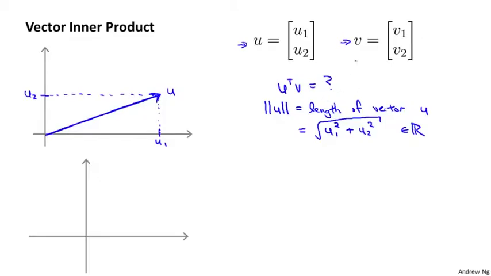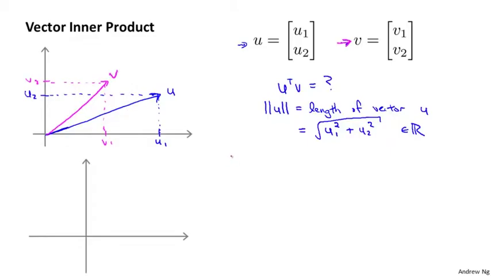Now, let's go back and look at the vector v, because we want to compute the inner product. So v will be some other vector with some values v1, v2, and so the vector v will look like that. So I'm going to draw v like so.